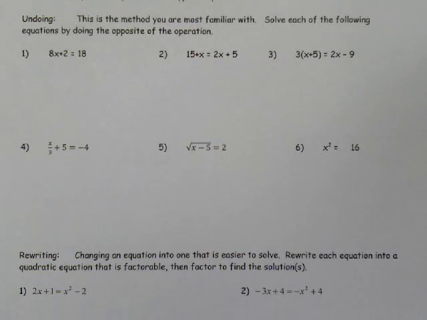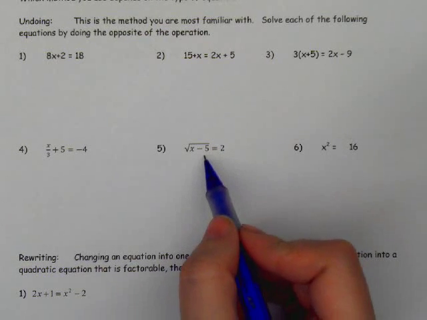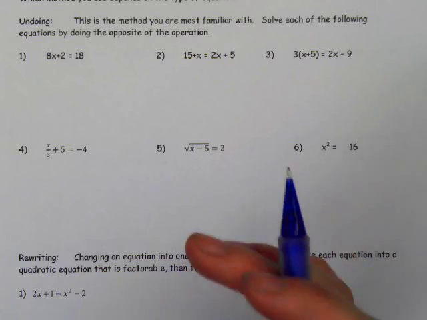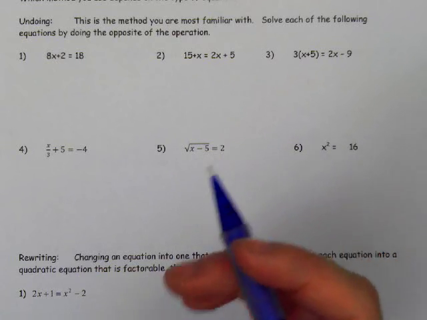Relatively comfortable with most of those problems, but I am going to do number 5 with you because this is one of the common mistakes I see. So I have the square root of x minus 5 equals 2. What do I need to do? I need to get rid of that square root sign. So, couple things. I cannot add 5 to get rid of it because it is stuck under that square root sign. I can't get it out until I get rid of that square root sign.